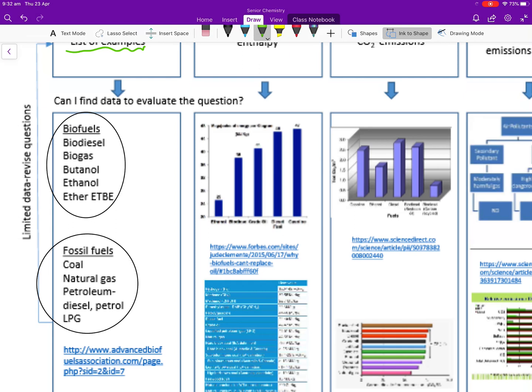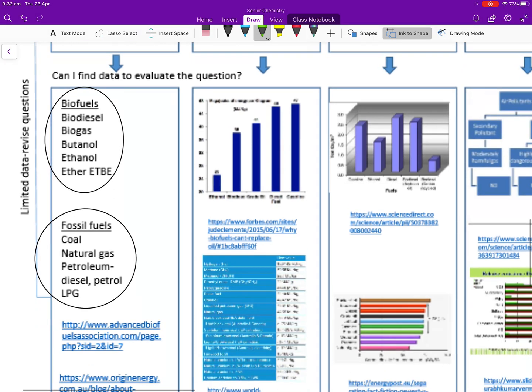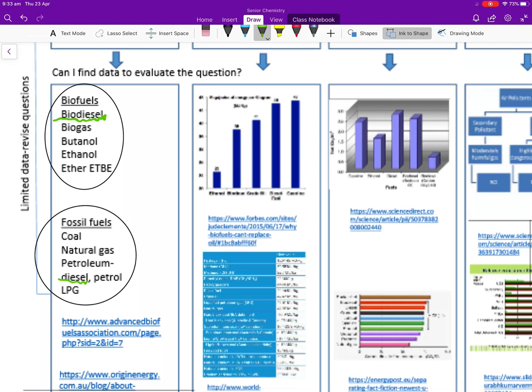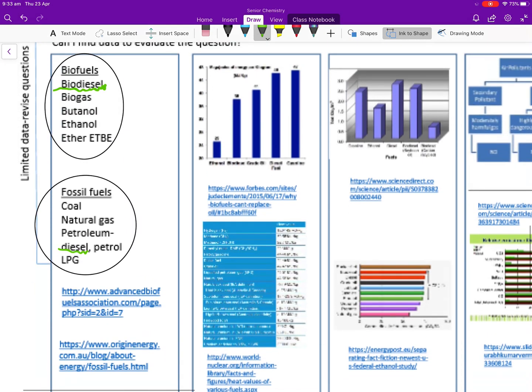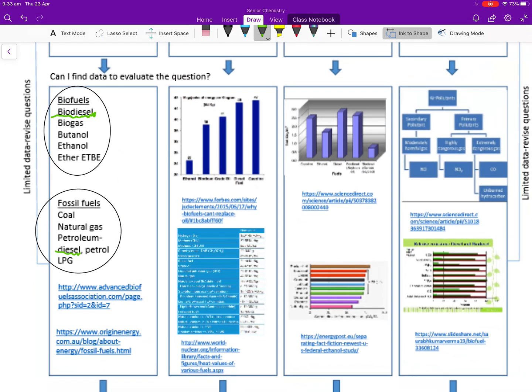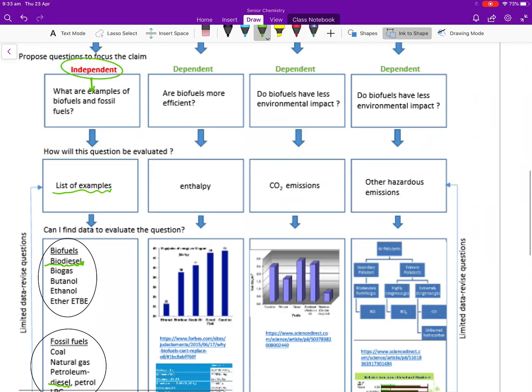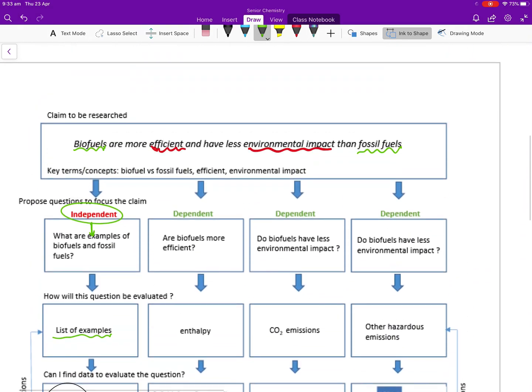I've got a bunch of different fuels. At some stage I need to assess which ones I want to compare. And one thing that stuck out to me is that biodiesel and diesel have the same name, so they must be similar products. Let's compare biodiesel and diesel. All right, so there's my independent variable. I've got biodiesel and I've got diesel. I can compare them. All right, up here, we're going to evaluate this on efficiency.